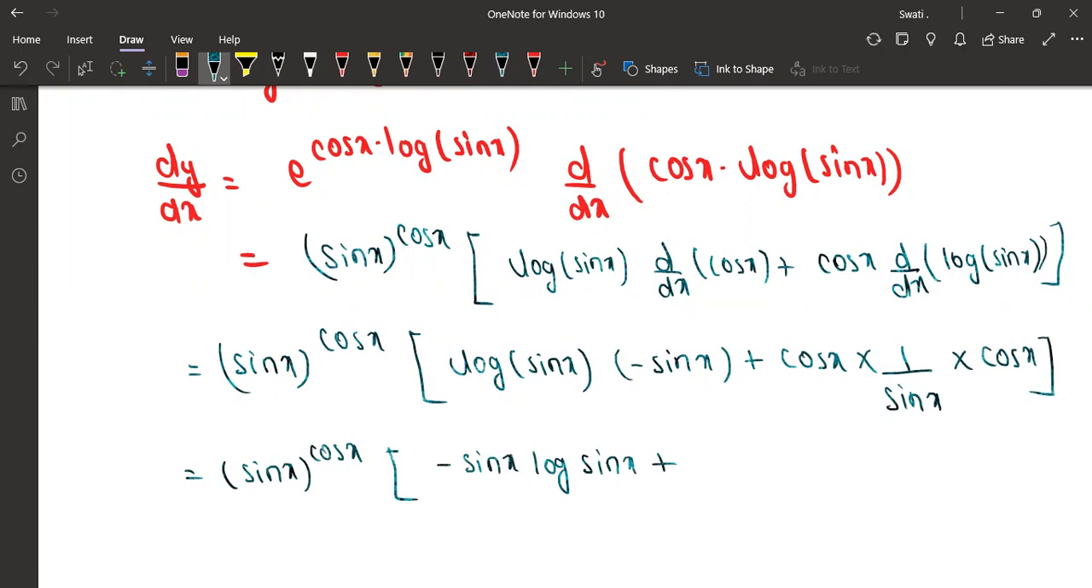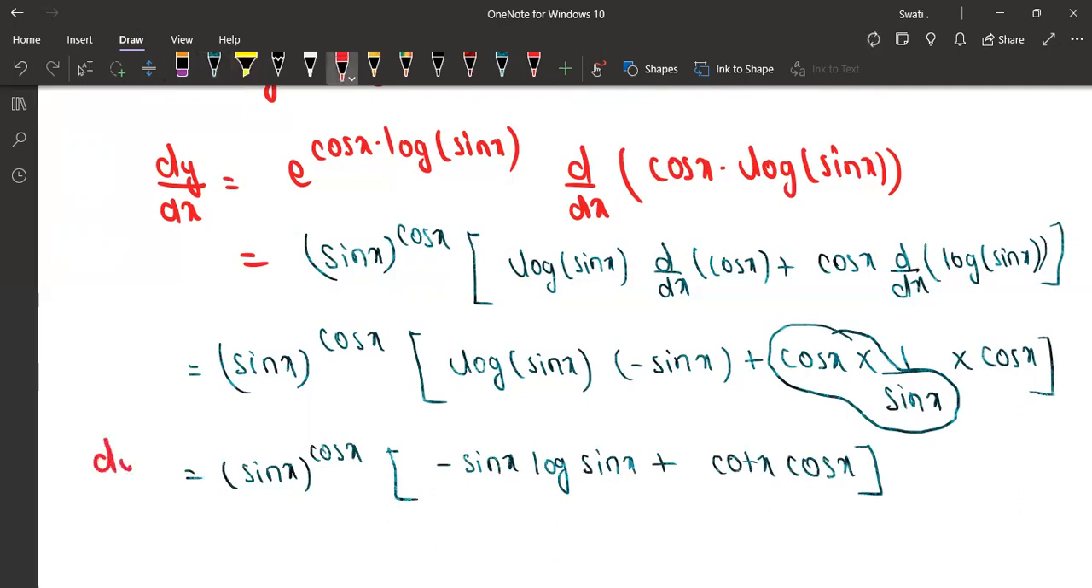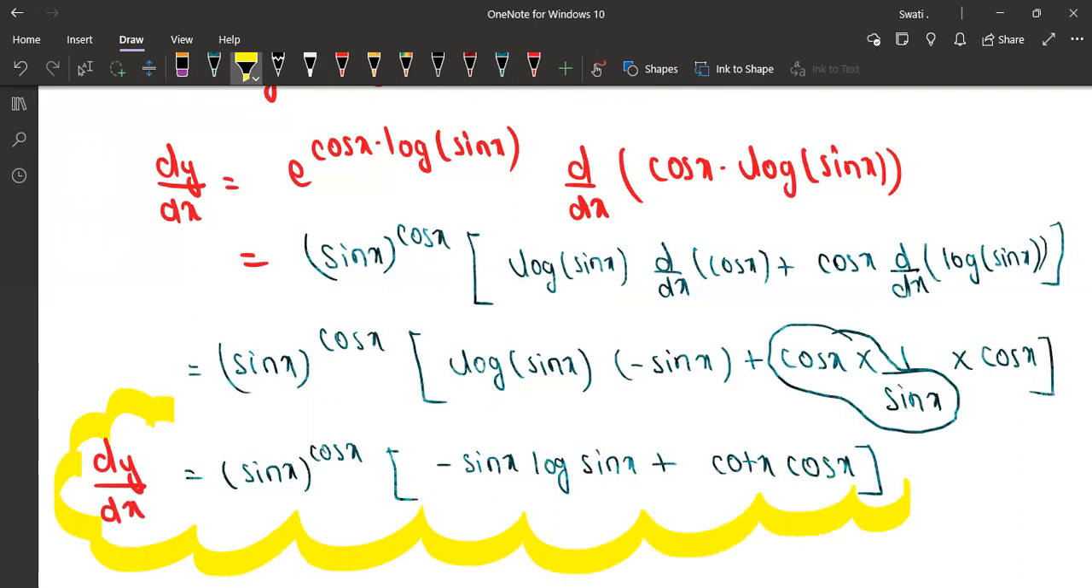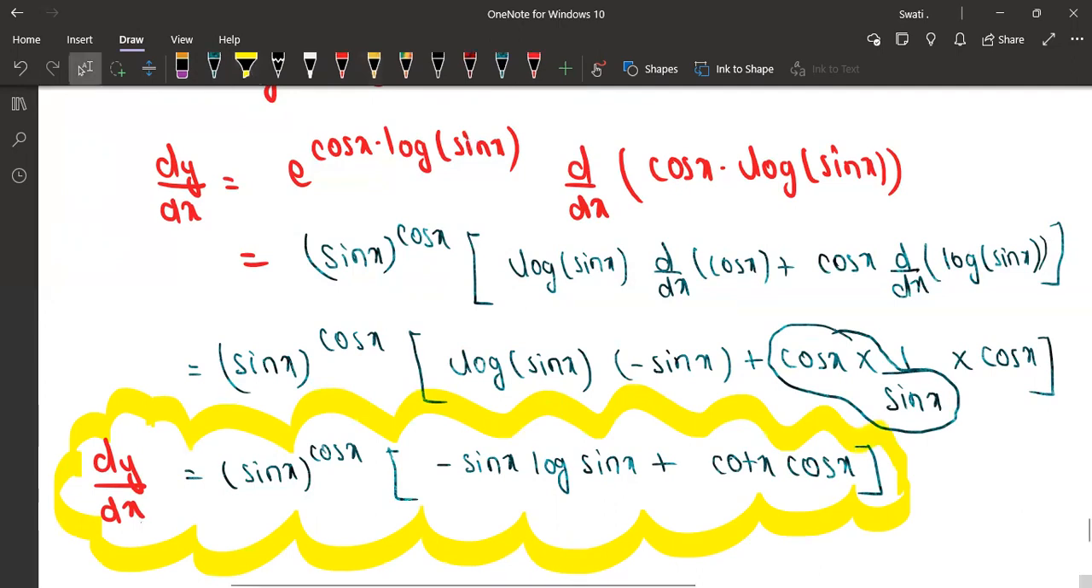So if you want, you can also write down this as cos x into cos square x upon sin x. But what I'll do here is I'll write down cos x over sin x as cot x, and then cos x. So cot x into cos x. And we cannot simplify this further. So we can leave our answer here only. So therefore the answer dy dx is simply this one. Right? So this is the answer. Now we can go to the next question. So let's move to the next question.